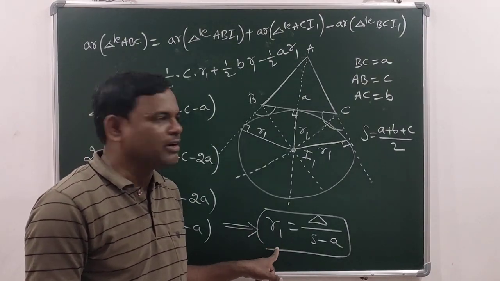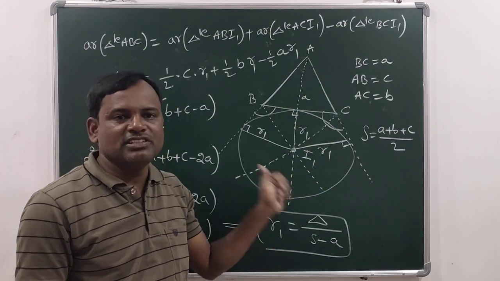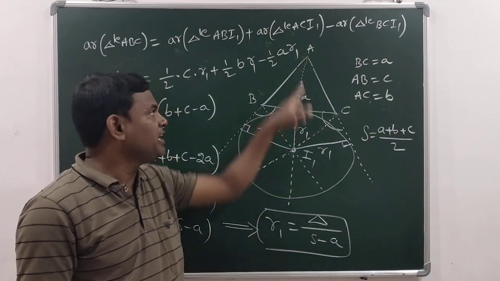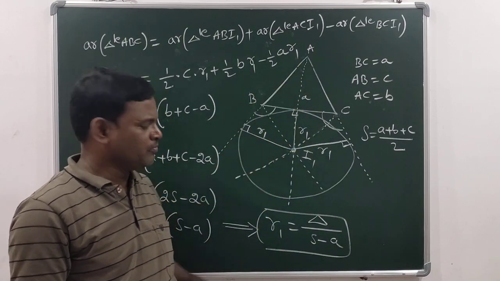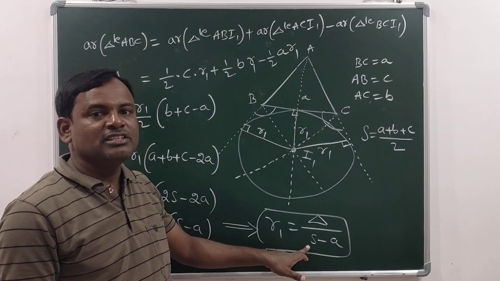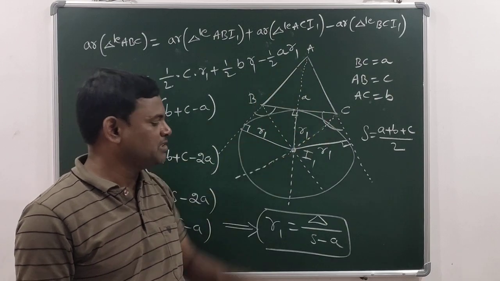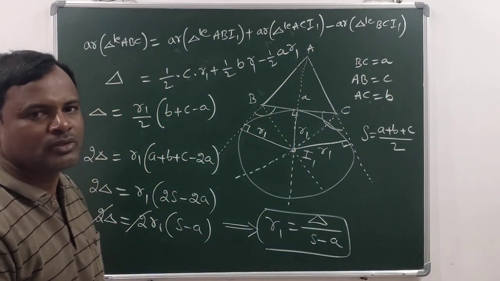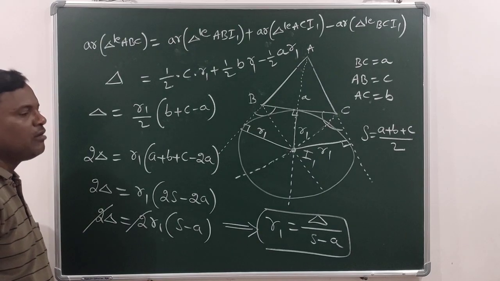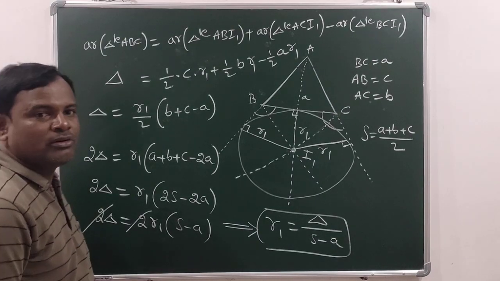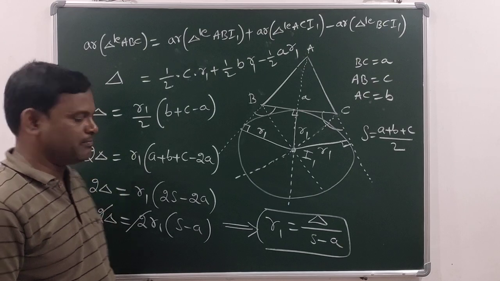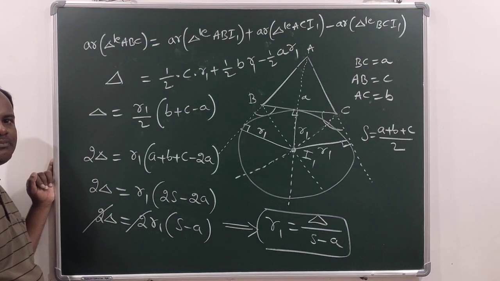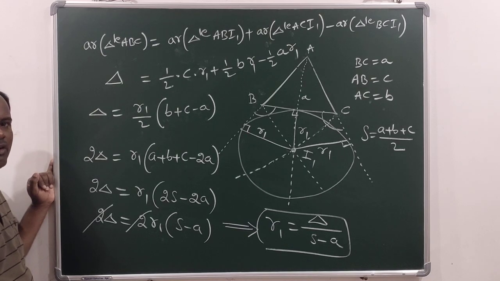Here R1 represents the radius of this excircle which is opposite to vertex A. Delta means the area of triangle ABC, and S means the semi-perimeter of triangle ABC. Small a means the length of BC. Now let me explain one more relation for this R1. I hope you have understood this derivation. Now let us go to one more relation.